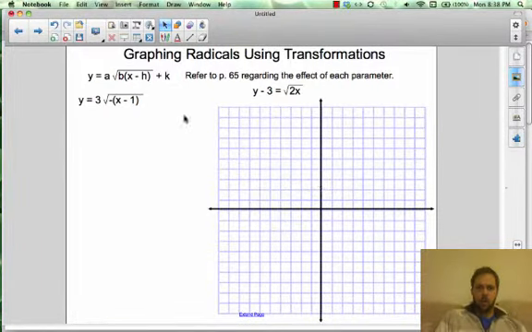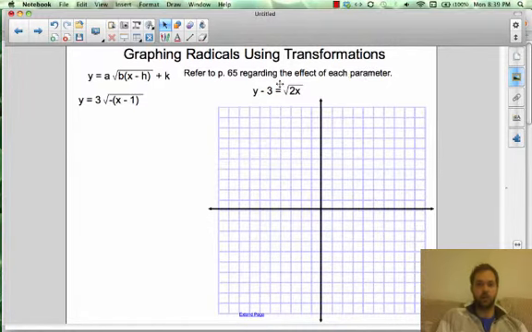Okay, I'm back. Now we're going to look at graphing radicals using transformations. This is the new general form of our equation when we're looking at radicals. You'll notice that we still use the parameters a, b, h, and k, just like we did for our regular functions from Unit 1, and they actually still mean all the same things. So a is a vertical stretch, b is a horizontal stretch, h is a horizontal shift, and k is a vertical shift. I've made a little note here: refer to page 65 regarding the effect of each parameter. It's just a review of what each one does.